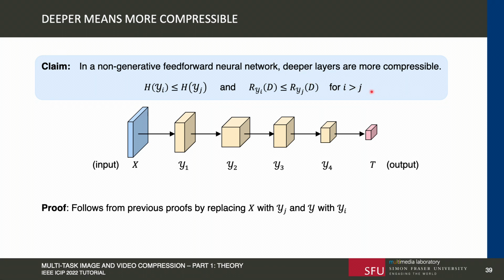And these are quite easy to prove. Essentially, you would use the same steps as before, just with replacing the input x with yj and features y with yi.